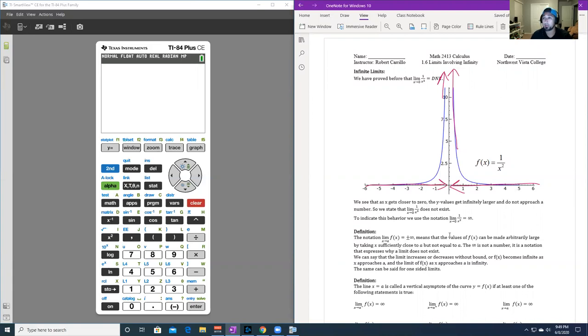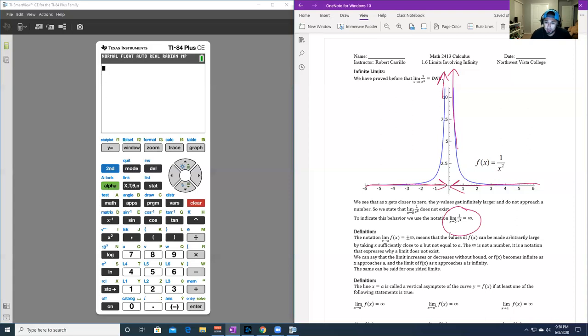The behavior of the limits shows us exactly where a vertical asymptote will exist, or again, a horizontal asymptote. Looking at this graph again, as you approach 0 from the left, and as you approach 0 from the right, you see that your tails are headed towards infinity, and you realize that they are never ever going to touch. So something has to be between them, and that something is a vertical asymptote. To indicate that behavior, we use this notation: the limit as x approaches 0 of 1 over x squared is equal to infinity. With this limit notation, we know there exists a vertical asymptote at 0, in between those two tails.